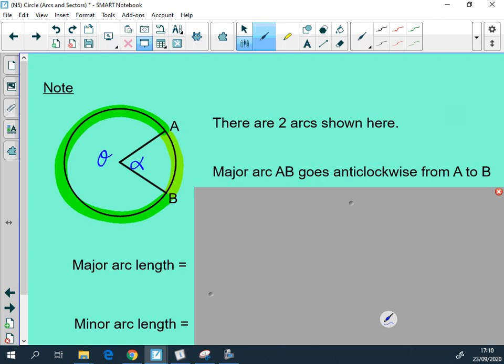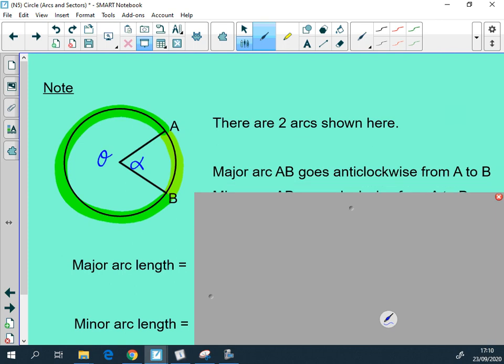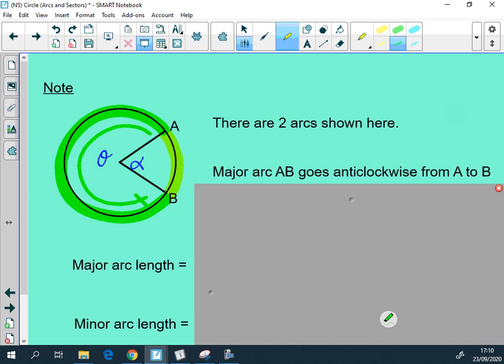Now, we need to know, and we need to be able to distinguish between these two. So the arc that I've done in yellow, that's a smaller arc from A to B. The one on the outside, the major arc, goes anti-clockwise from A to B. So the larger bit, the bit that's going around the outside, we say that that's the major arc. And to calculate the length of the major arc, we would use the angle theta.